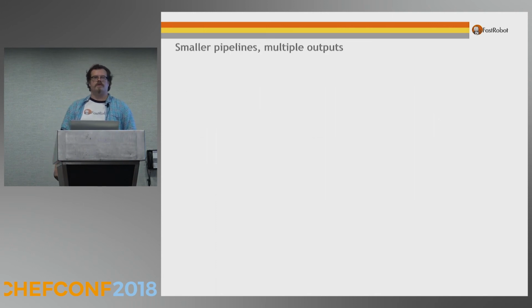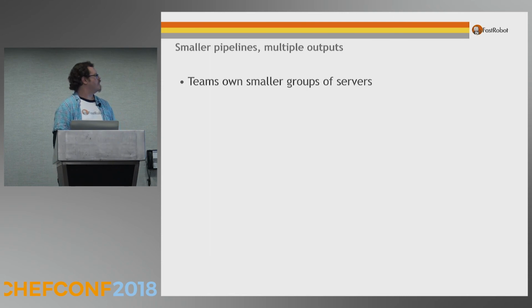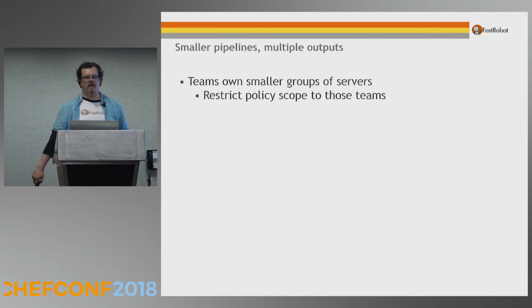So what we went with was smaller pipelines because we were able to divide the problem up into groups. Since teams were writing their own software and managing their own groups of software, we were able to go back to the knife upload slash technique because we were now dealing with smaller units of policy. As long as you can restrict the policy scope to that team, you now have a small team that's talking about their Chef repo and their mapping of that Chef repo to a chef org.